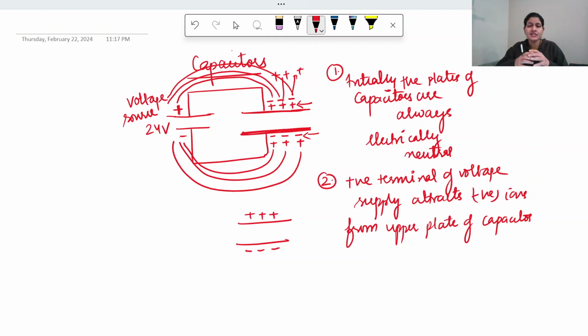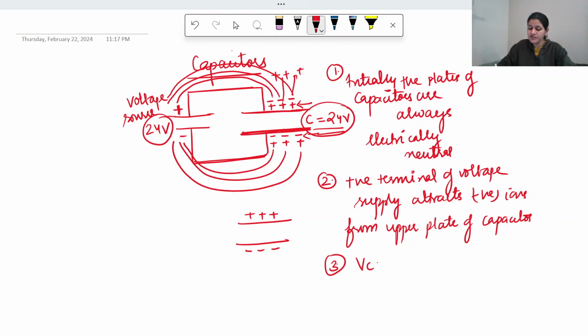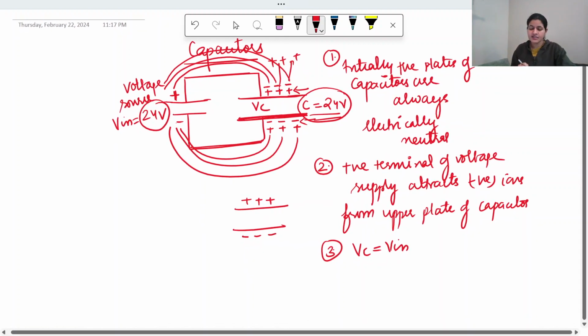This is the process of charging of a capacitor, and this keeps on going until the capacitor attains the supply voltage, until it attains 24 volt, because these two are connected in parallel. The conduction keeps going until the capacitor voltage is equal to the input voltage. So the third step is that the process keeps going until VC is equal to V in, where VC is this voltage and V in is the supply voltage. Okay, so that's the first thing.